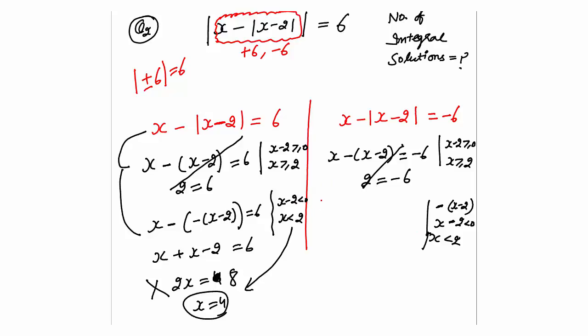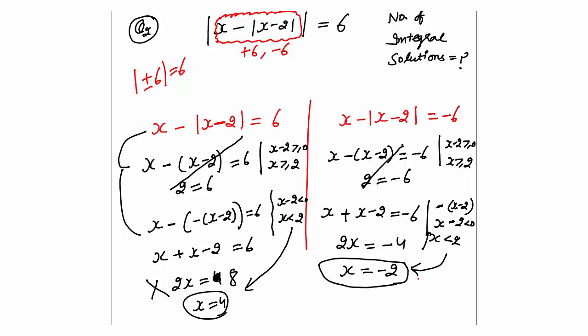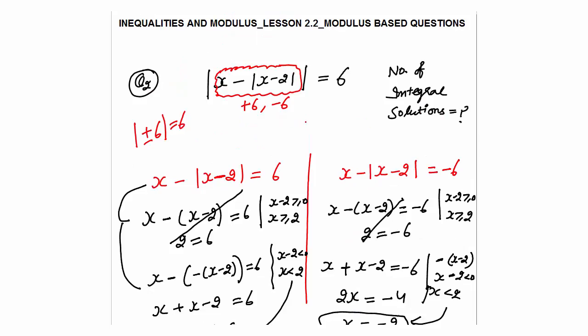So put the value as minus of x minus 2. This becomes x plus x minus 2, equal to minus 6. Can I say 2x is equal to minus 6 plus 2, which is minus 4, and x is equal to minus 2. And this is valid because the condition was that x must be less than 2. So x equals minus 2 is the only solution. One integral solution will be our answer.